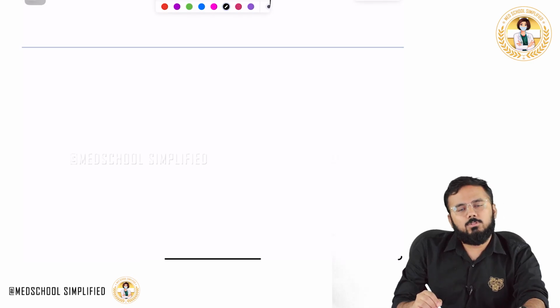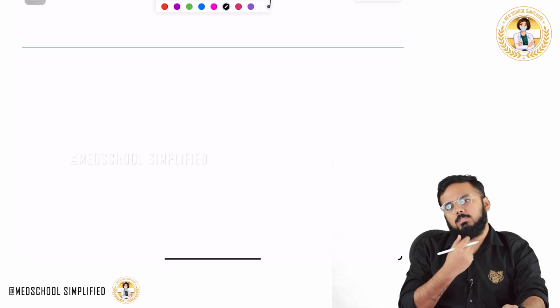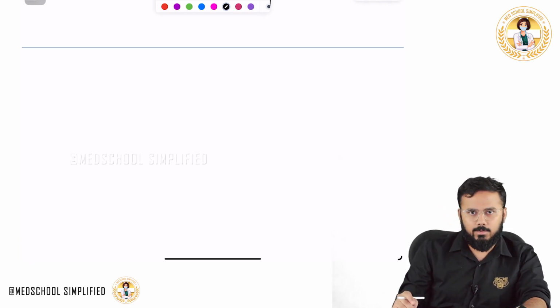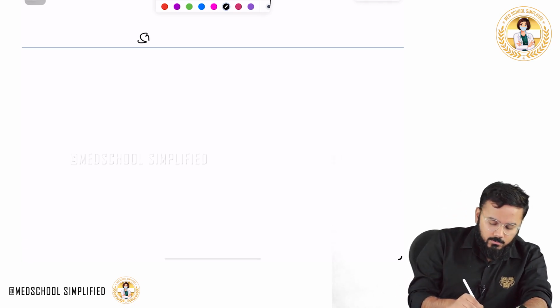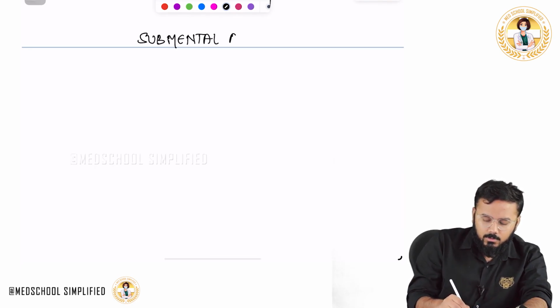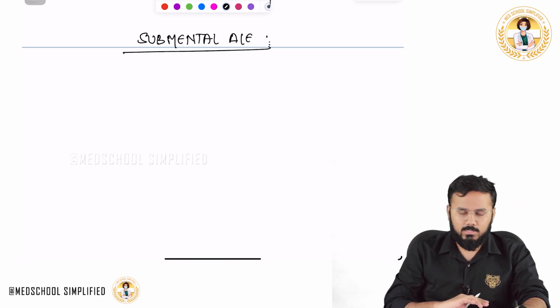So hello guys, now we shall be discussing the submental triangle. We shall see what are the structures that are located beneath the mandible here. So the topic of discussion would be the submental triangle. What are the structures that are associated with the submental triangle?